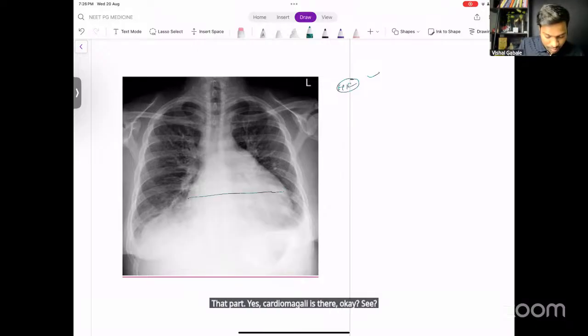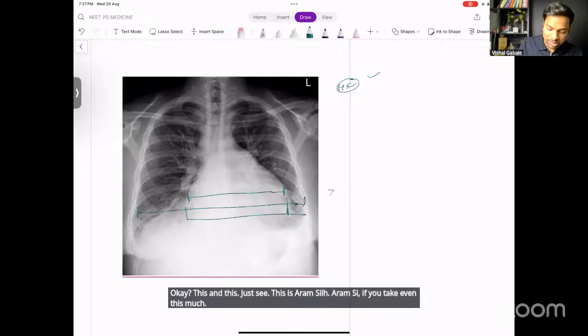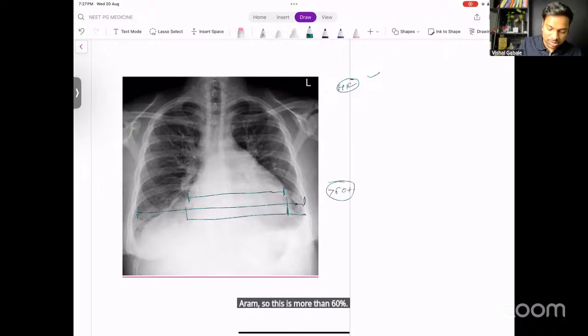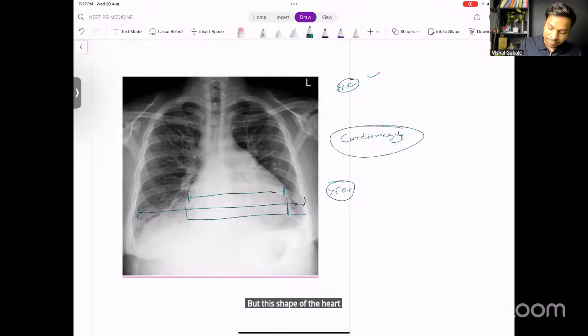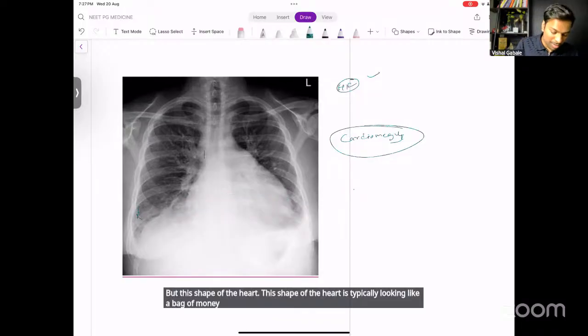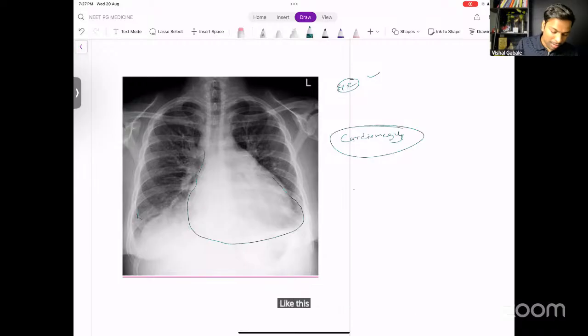See this and this. Even if you take this much, it is more than 60%. So this is cardiomegaly, right? But the shape of the heart is typically like a bag of money. Bag like this. So this is called pericardial effusion.